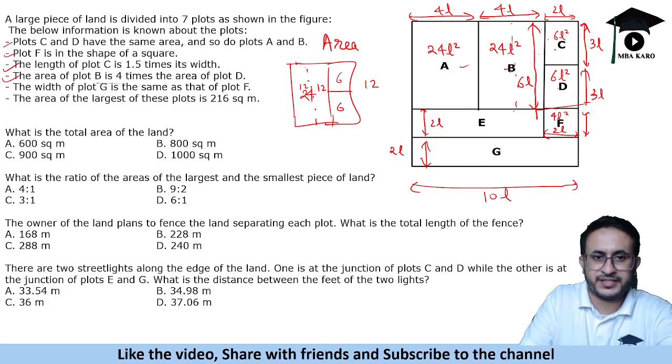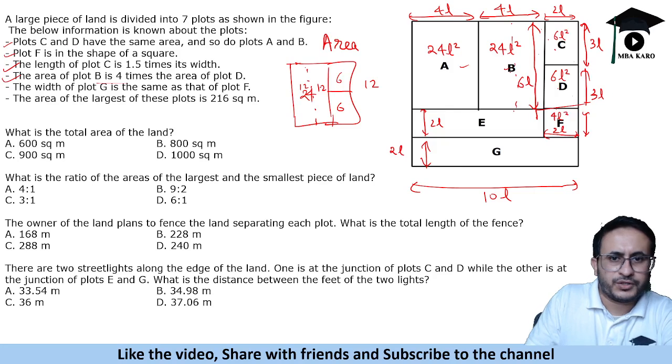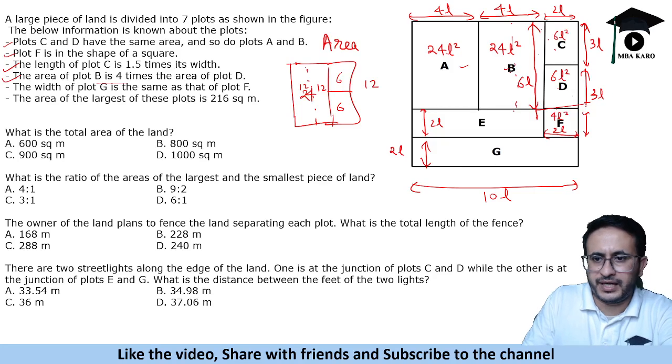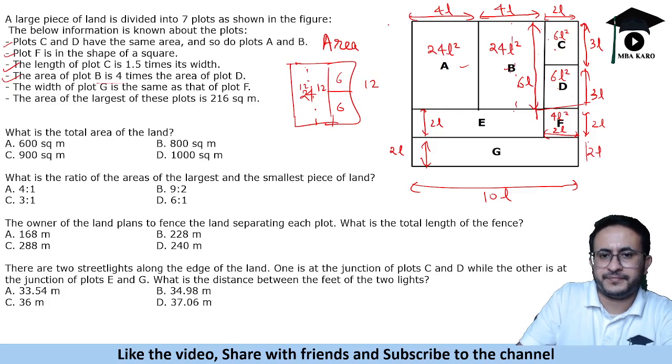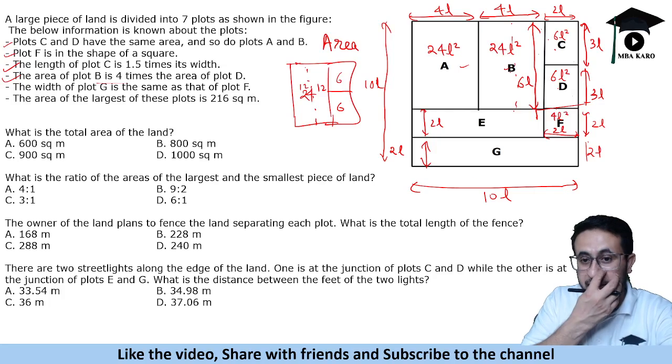It is not given that it is a square, so we will calculate it. Anyway, this is also 2L given like F, and this is also given as 2L. So essentially it is 10L into 10L. This is also 10L, and this is also 10L. So it is a square, 100L square.